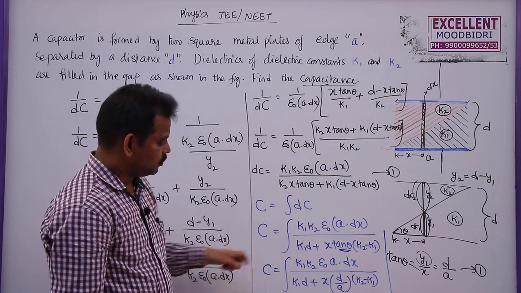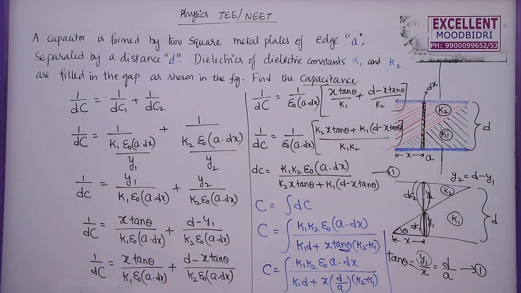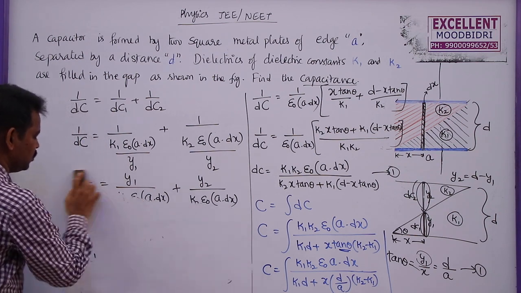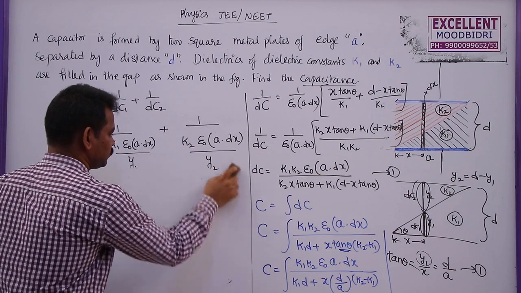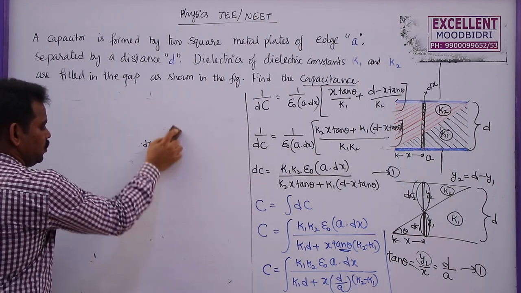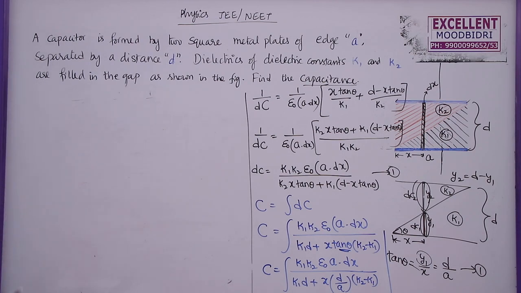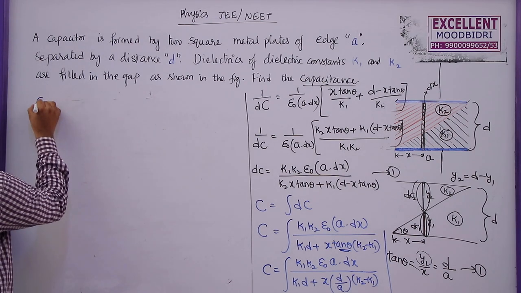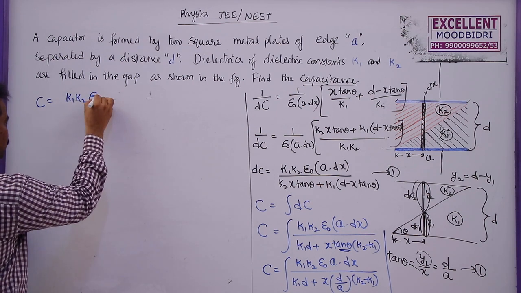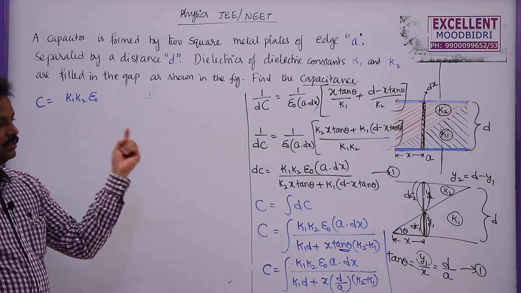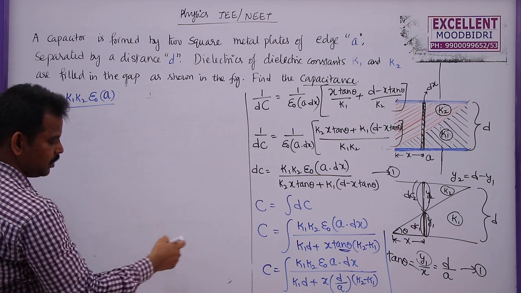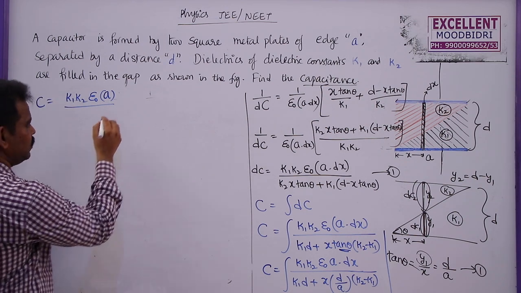Now bring the constants outside here. In integration and differentiation, we are going to bring the constants outside. Now this C will become, the constants are K1, K2. So C is equal to K1 into K2, constant. Epsilon naught is a constant. A is the edge of the plate, that is also constant, by, and the denominator you keep it like that.